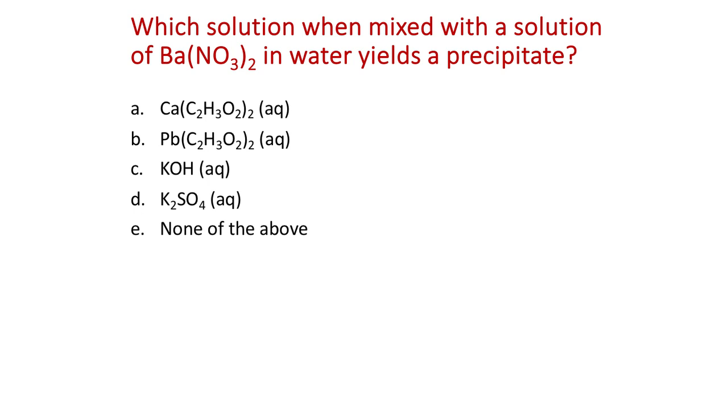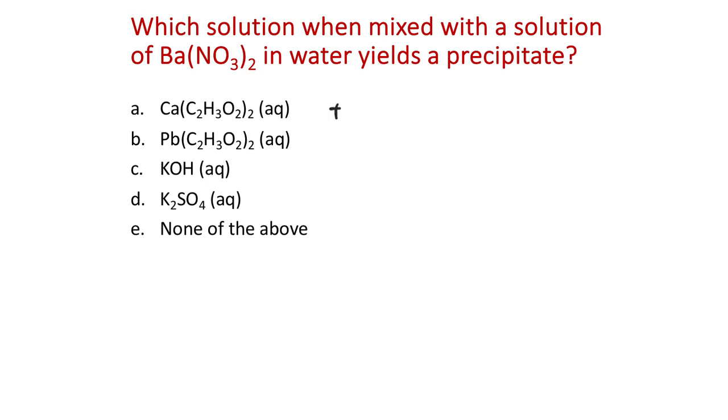Anybody have a quick thought on what the answer might be? Well, when you see the first two are nitrates, so we have calcium nitrate, lead nitrate. My thought goes to all nitrates are water soluble, and also we start with a nitrate. So we have barium nitrate, all nitrates are water soluble. We have two acetates in A and B. All acetates are water soluble.